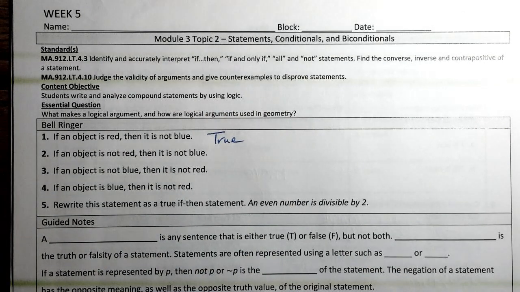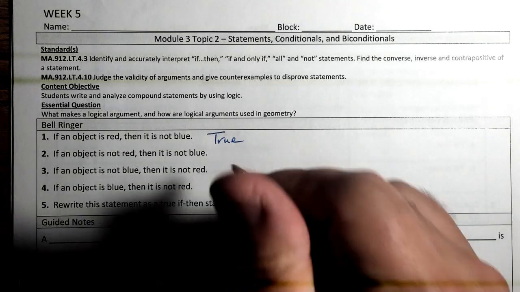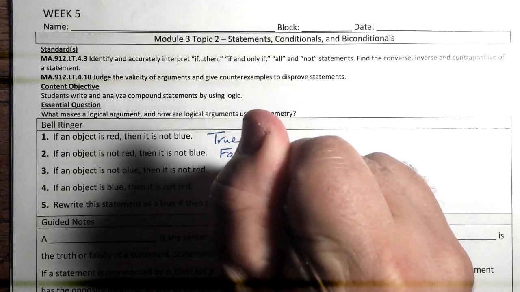Number 2, if an object is not red, then it is not blue. Well, what if it's yellow? That's not red and not blue. Or what if it's green? That's also not red and not blue. So this one's going to be false.